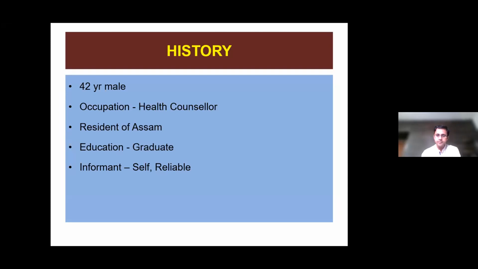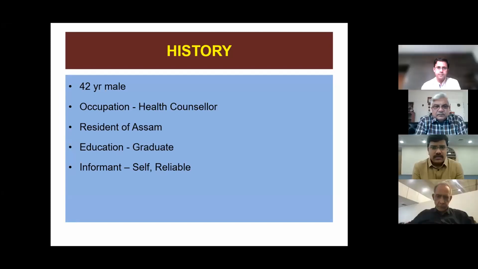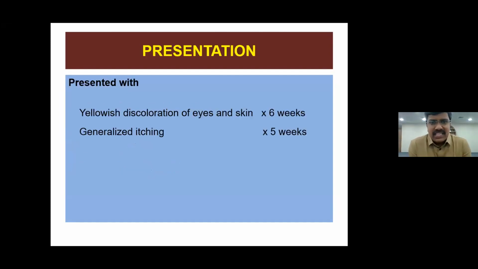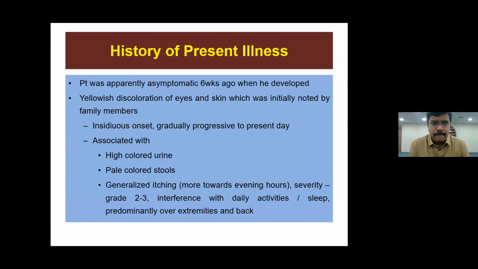He's a 42-year-old gentleman, resident of Assam, who is a health counselor, studied up to graduation. History is from the informant himself, sir, which is reliable. Admitted to our hospital with chief complaints of yellowish discoloration of eyes and skin since 6 weeks and generalized itching since 5 weeks.